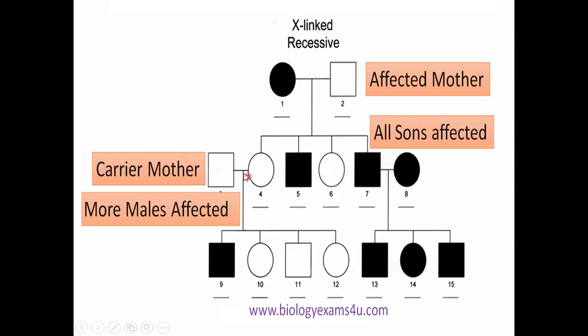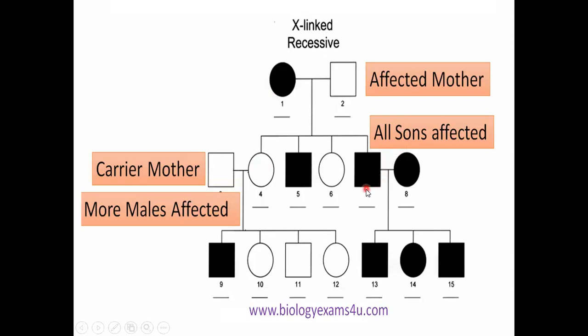It means the mother in the second generation is a carrier of the recessive allele. So she carries the recessive allele and she passes one X chromosome with the recessive allele to one son, and the other X chromosome with the normal allele to the other son. So the son who received the X chromosome with the recessive allele is affected with the recessive disorder.